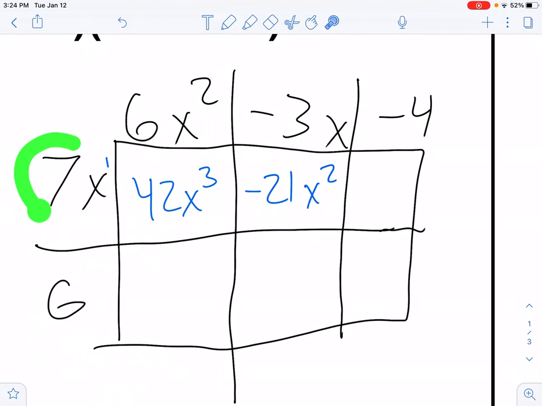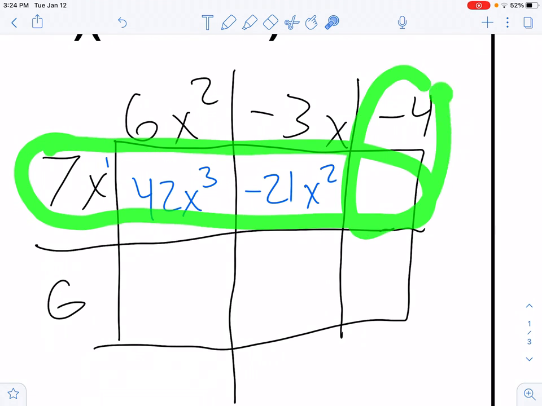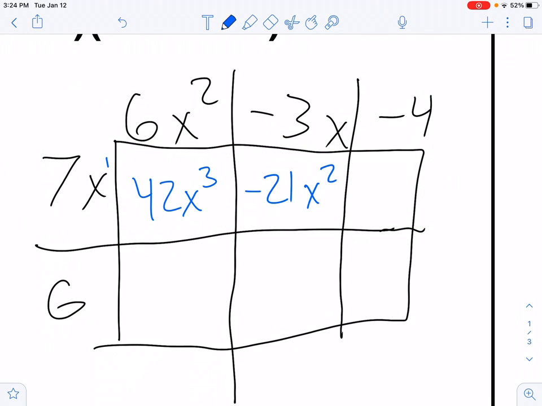And then in my last box, I'm doing 7x times negative 4. 7 times negative 4 is negative 28. And x to the first doesn't have anything that's changing it, so it just stays x to the first. If you want to write a 1 in, you can, but it's not necessary.